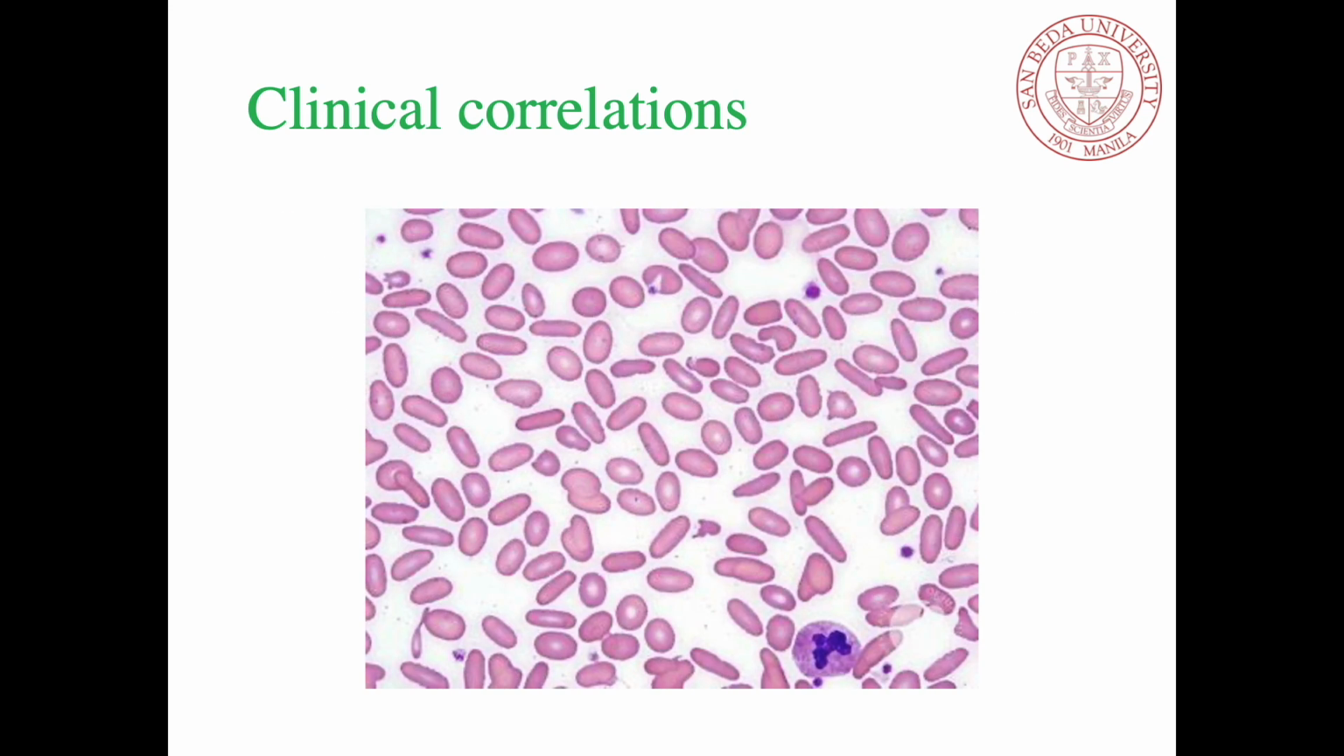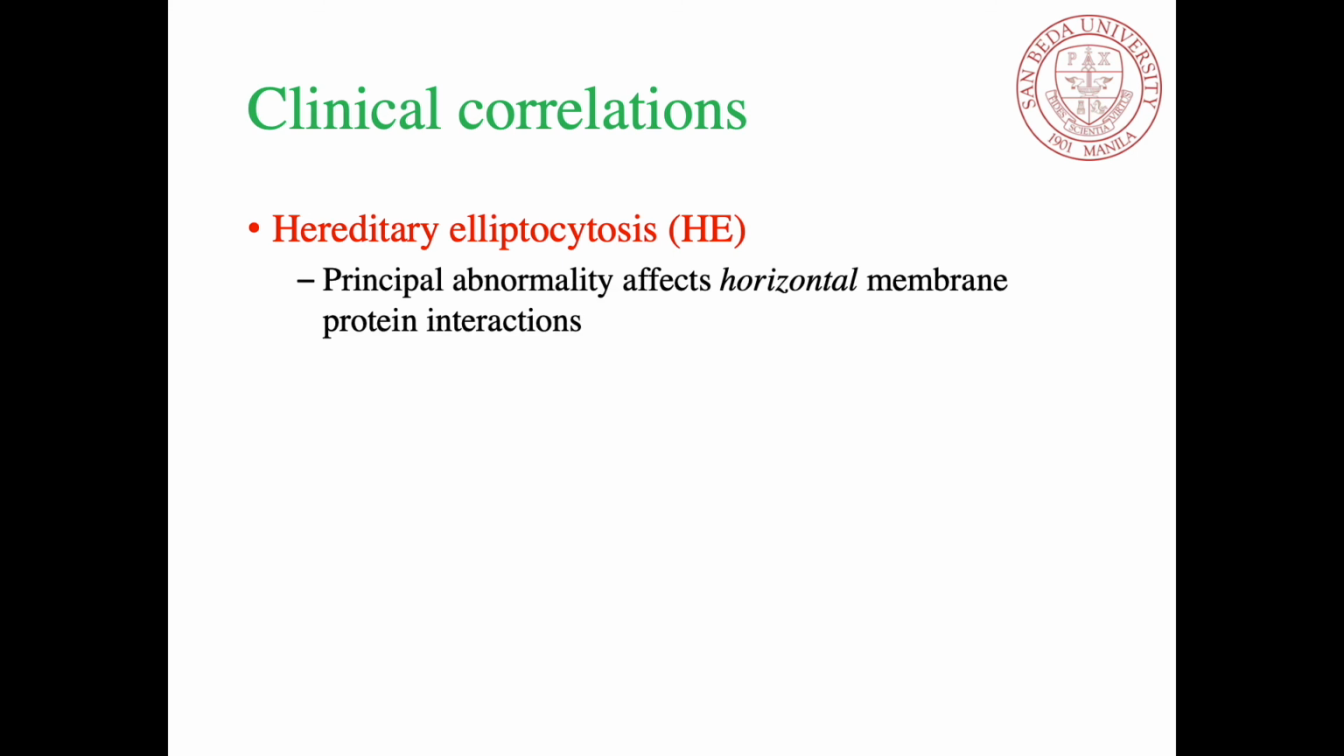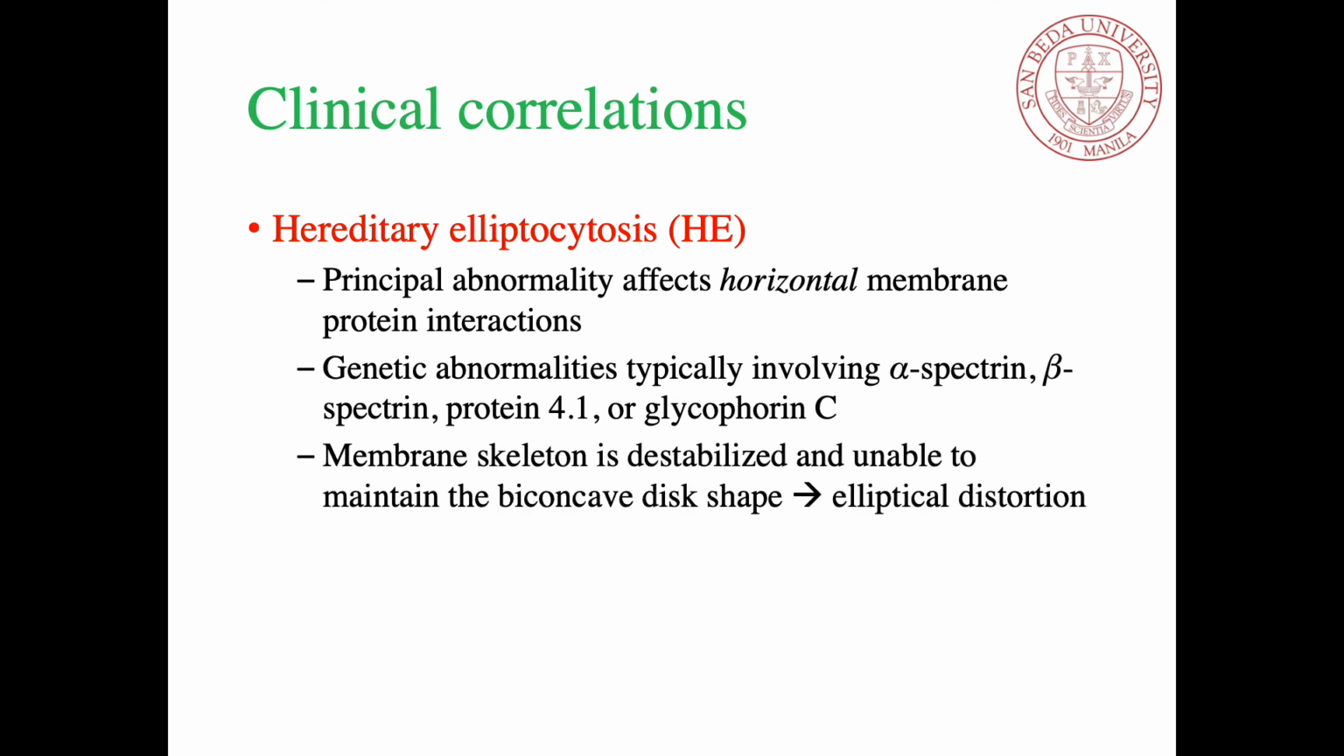Now, this is what HE looks like on peripheral blood smear. Notice the elliptical shape of the affected erythrocytes. Now, unlike with HS, the principal abnormality of HE affects horizontal instead of vertical membrane protein interactions. Genetic abnormalities leading to HE typically involve mutations or deficiencies in alpha spectrin, beta spectrin, protein 4.1, or glycophorin C. Now, because of the loss of horizontal membrane protein interactions, the cytoskeleton is destabilized and is unable to maintain the biconcave disc shape, leading to the elliptical distortion characteristic of the condition.